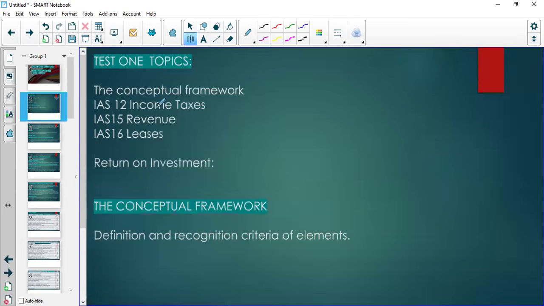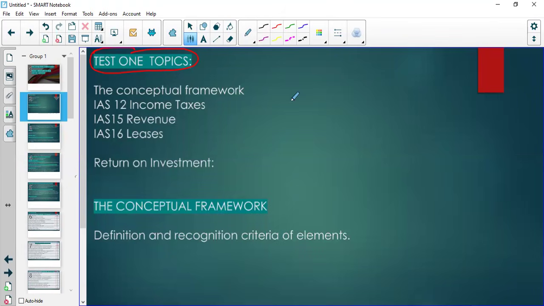So you guys know the test one topics. It's always interesting because you will find a few students even now asking, what are the topics to be examined? What are the learning units for test one? Is this going to be examined? Is income tax going to be examined, and so forth? So that's a bit interesting.